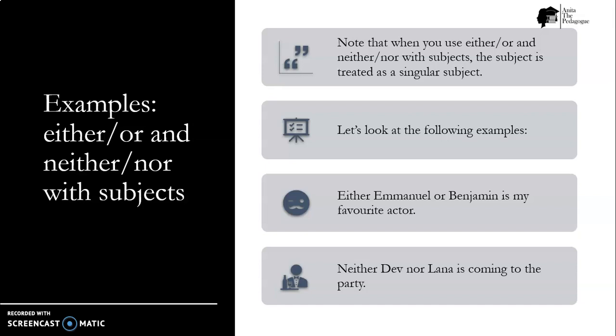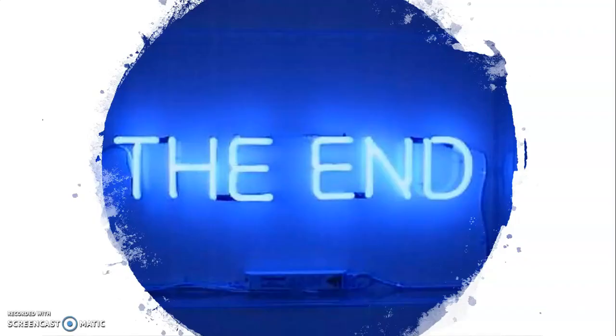We take a look at our second example. Neither Dave nor Lana is coming to the party. It is neither of them. Therefore, Dave and Lana, even though they are two subjects put together, are not going to be referred to as a plural subject but a singular subject, because it's neither of them, and therefore uses a singular verb, which is.